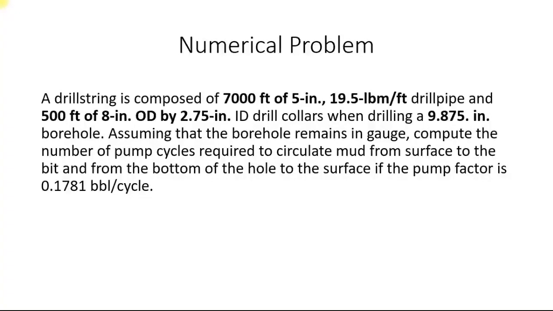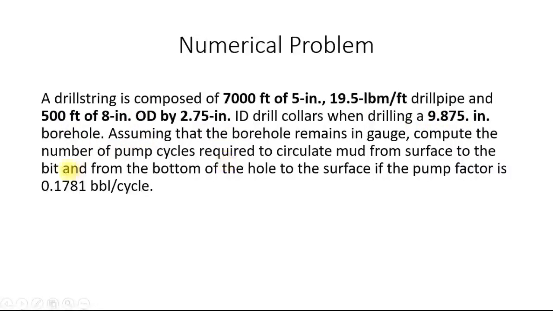Everyone, this is a numerical problem related to mud pump cycles. The data we are given is a drill string composed of 7,000 feet of 5-inch 9.5 pound per feet drill pipe and 500 feet of 8 inches OD by 2.75 inches ID drill collar, and the borehole size is 9.875 inches.